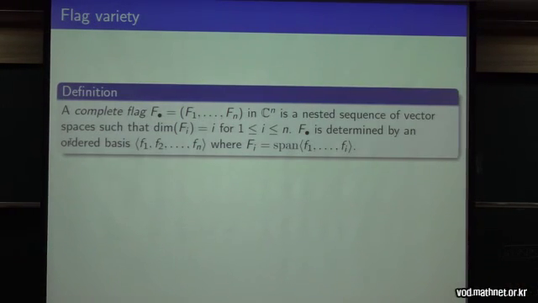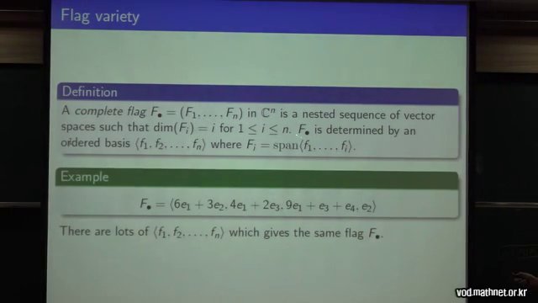So I'm going to do the same stuff for the flag variety. Flag variety is a set of n spaces, linear subspaces, such that the dimension of Fi is i. And it is nested, meaning that F1 is contained in F2, F2 is contained in F3, and etc. So for example, you have one point, and a line containing a point, and a plane containing a line, and etc. That's called the flag. And the flag variety is the set of all the flags.